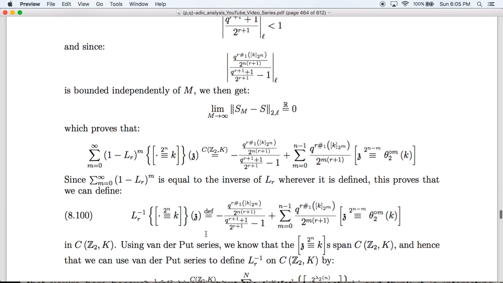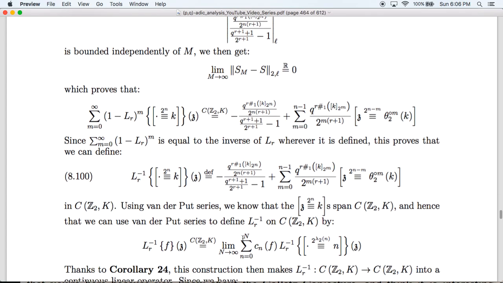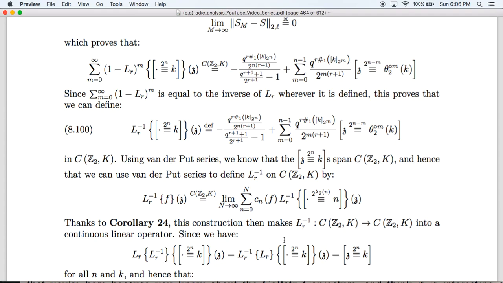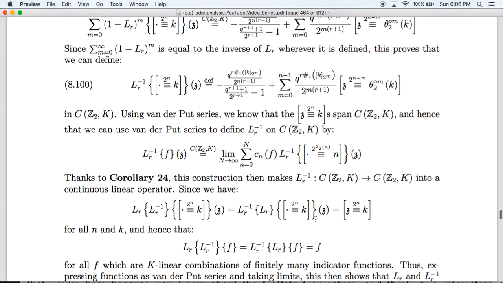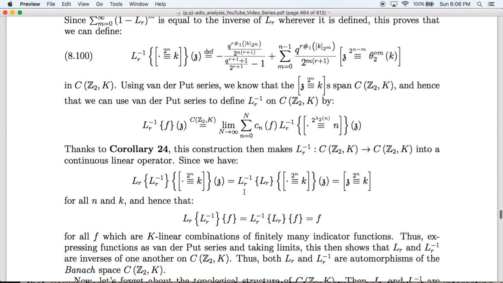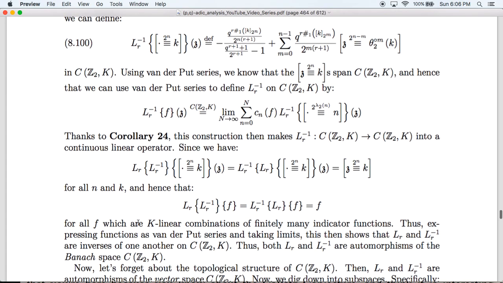And because LR is continuous, LR inverse is therefore going to be continuous, and therefore we can use Van der Put series to compute LR inverse of f for every continuous function f from Z2 to K. So this makes LR into a continuous linear operator, and therefore in particular an automorphism of C of Z2, K. And indeed, when verifying everything, its left inverse and right inverse are equal. And so both LR and LR inverse are automorphisms of this Banach space.